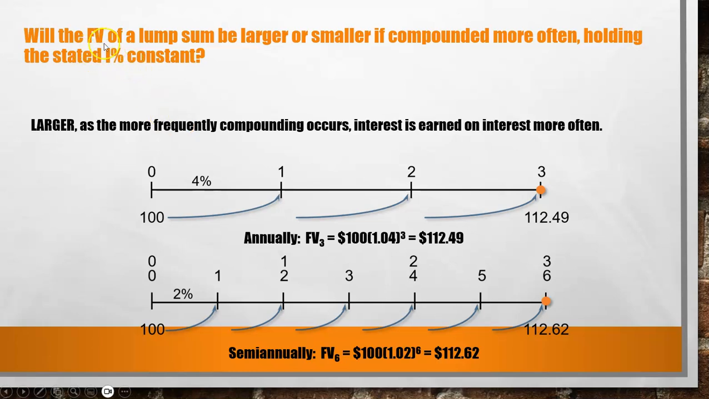What will the future value of a lump sum be, larger or smaller, if compounded more often, holding the stated rate constant? It's going to be larger because the money's compounding more often. So you're earning money on the money. So see, it's 4%. Here, we're just doubling it. So you have to take the time times 2, the interest rate divided by 2, but it's still always going to be more because you're earning interest on the interest. You're making money on your money.